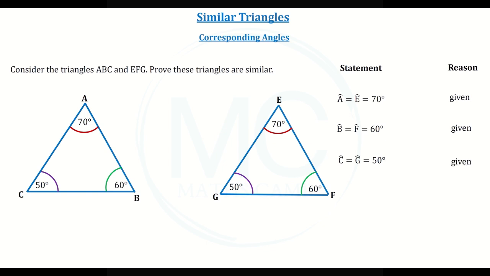Now let's look at the information we have found. Angle A is equal to its corresponding angle E. Angle B is equal to its corresponding angle F. And angle C is equal to its corresponding angle G. All three pairs of corresponding angles are equal, which means that these triangles are similar. So we can say triangle ABC is similar to triangle EFG.